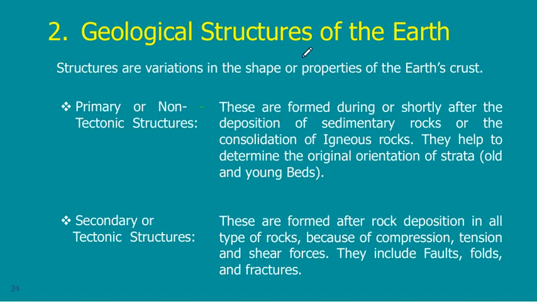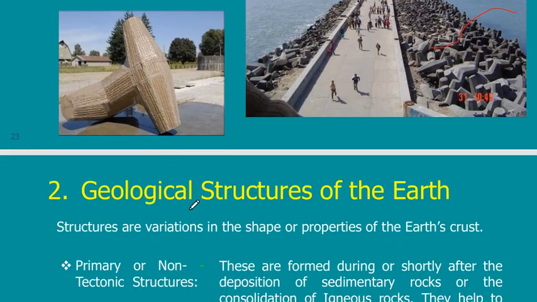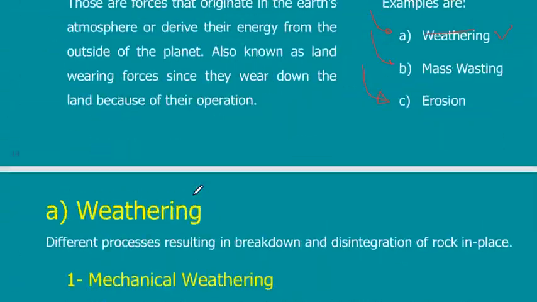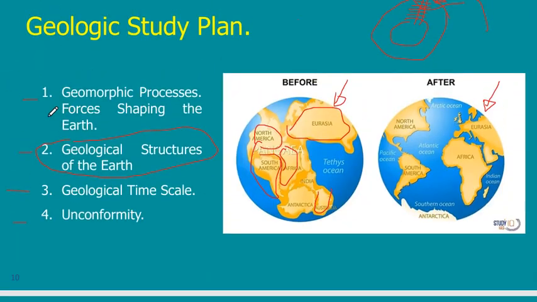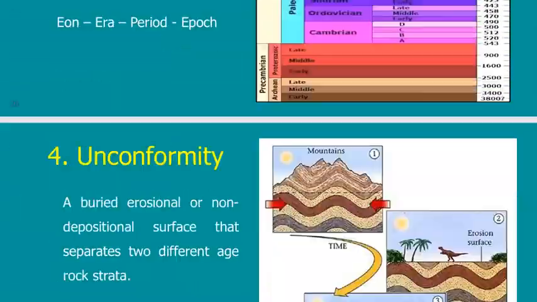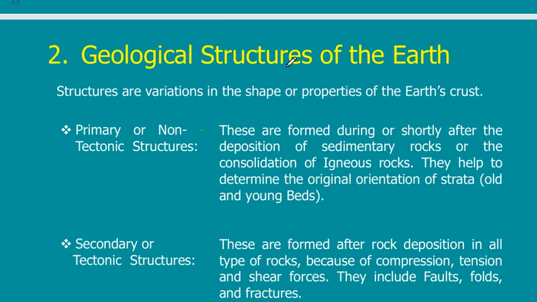Now we go to the second thing. If you remember that we said that our geologic study is subdivided into many cases. Let's remember what were the geologic here. We said that geomorphic process, this is what we have covered now. Then number 2, geologic structures. What are geologic structures? Geologic structures is the final shape of the earth. The geologic structures are the final shape that the earth reached.